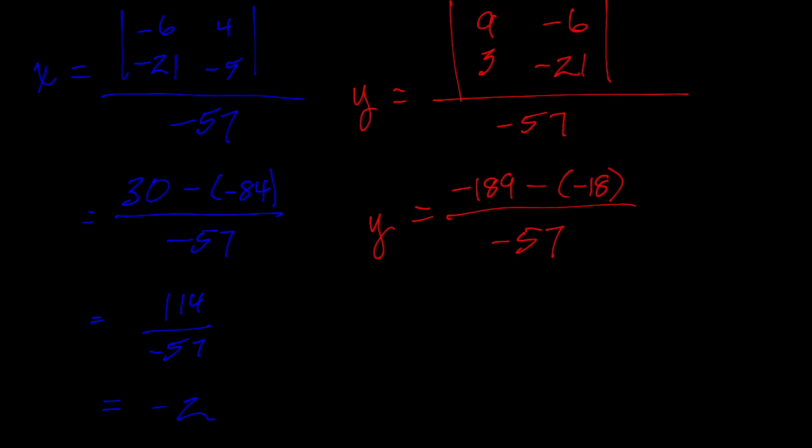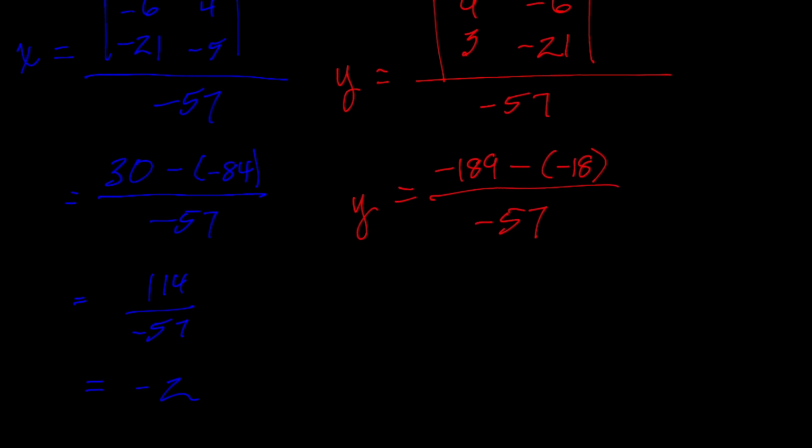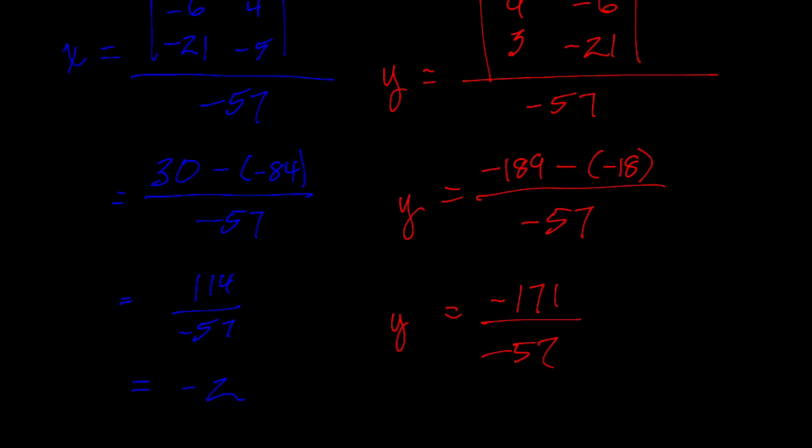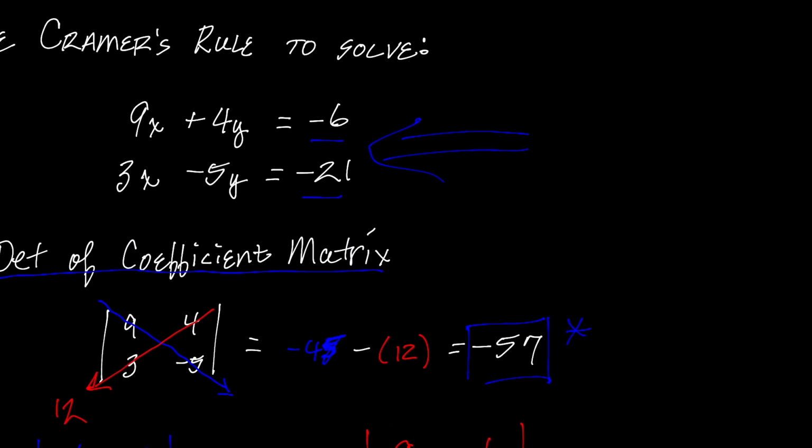All right, so far so good. And when we subtract negative 18 from negative 189, we end up with negative 171 divided by negative 57. And that tells me that my y is equal to 3. So we could use any system of solving this system right here. We could use our substitution method. We could use our elimination method. But Cramer's method tells us that we come up with negative 2 for our x and 3 for our y.